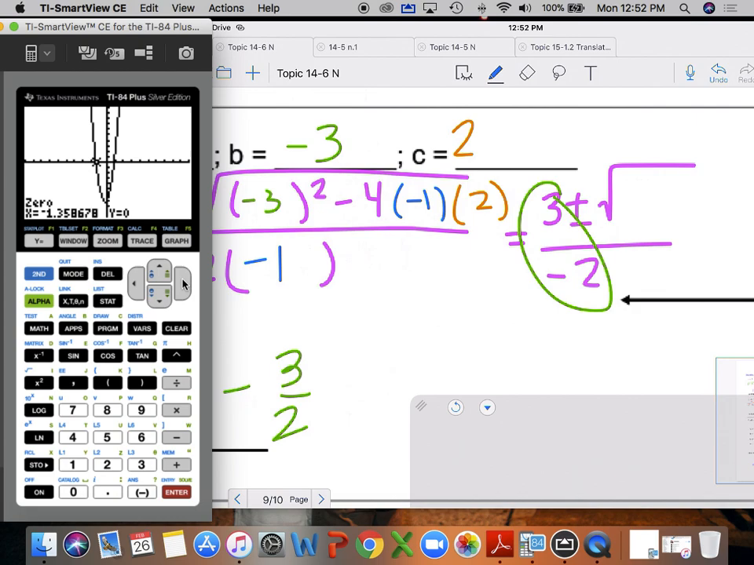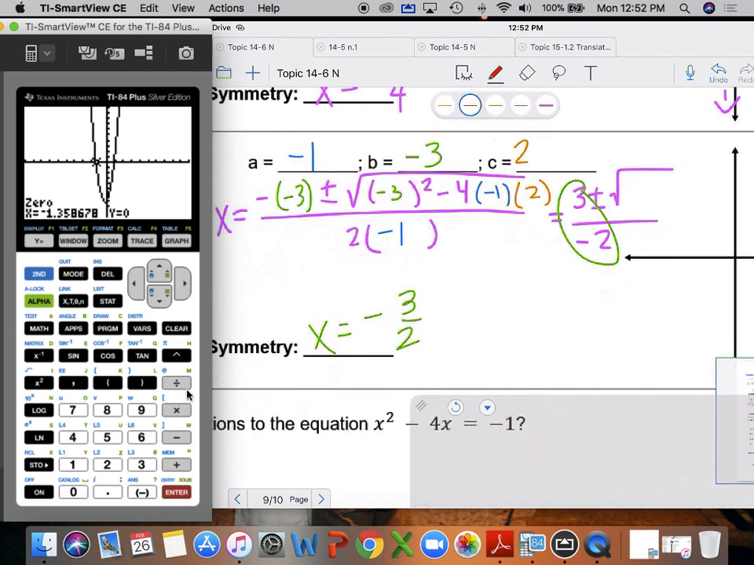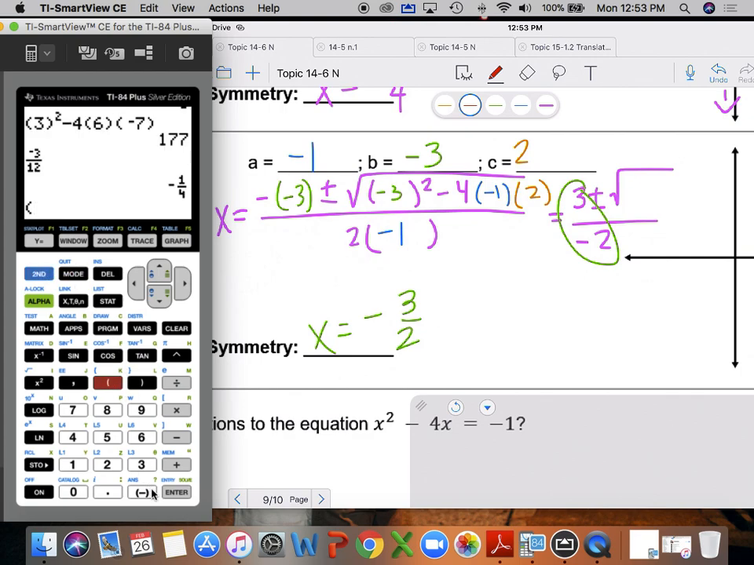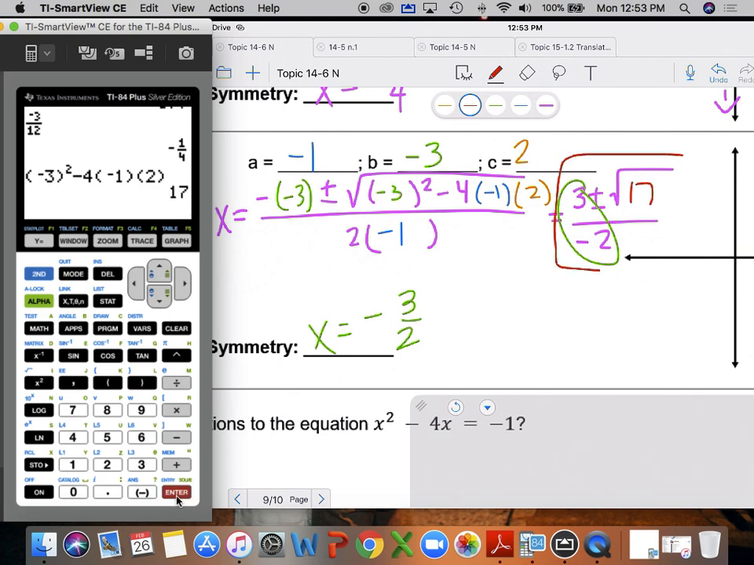And then what's under the square root all goes into the calculator. So negative 3 squared minus 4 times negative 1 times 2. And we get the square root of 17. So I have my solution. My axis of symmetry is the same as the front pieces.